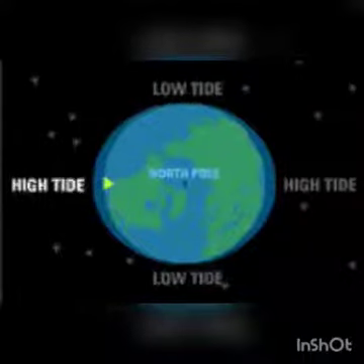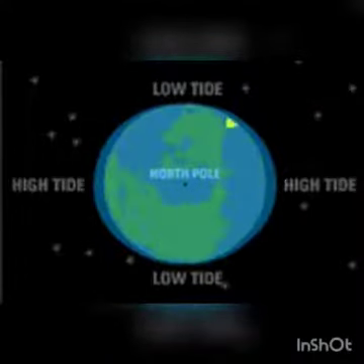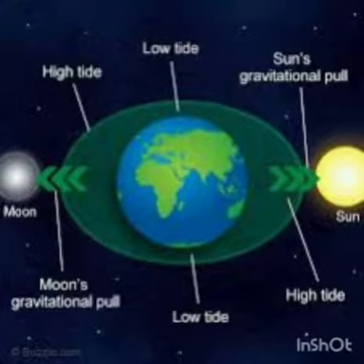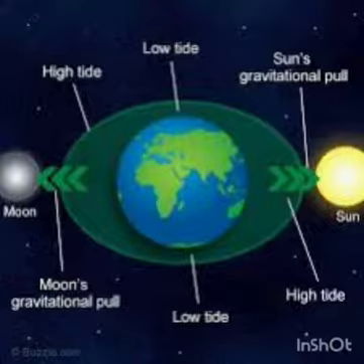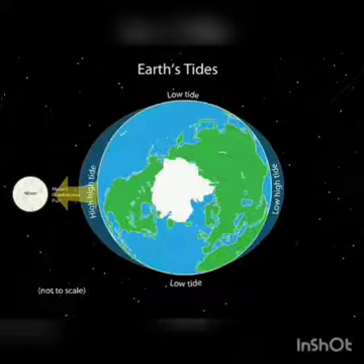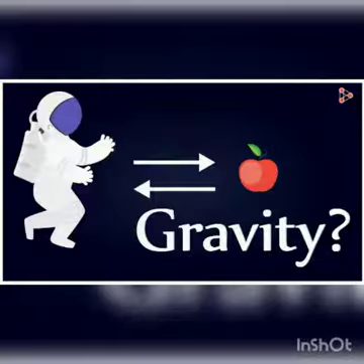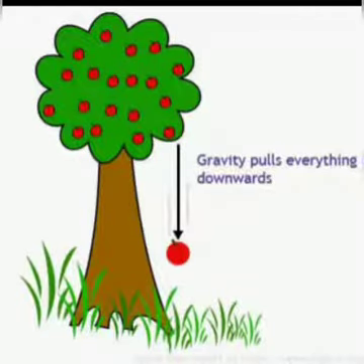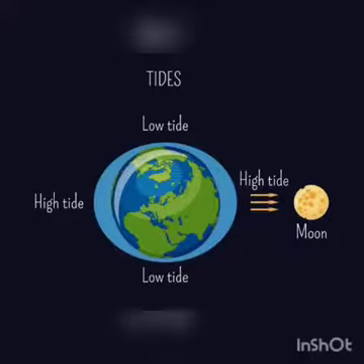Now tides are caused twice a day because of the gravity of Earth and Moon, as it pulls water towards itself. But what is gravity? Gravity is a natural force that makes things fall to the ground when you drop them. So every opposite direction gets high and low tides.